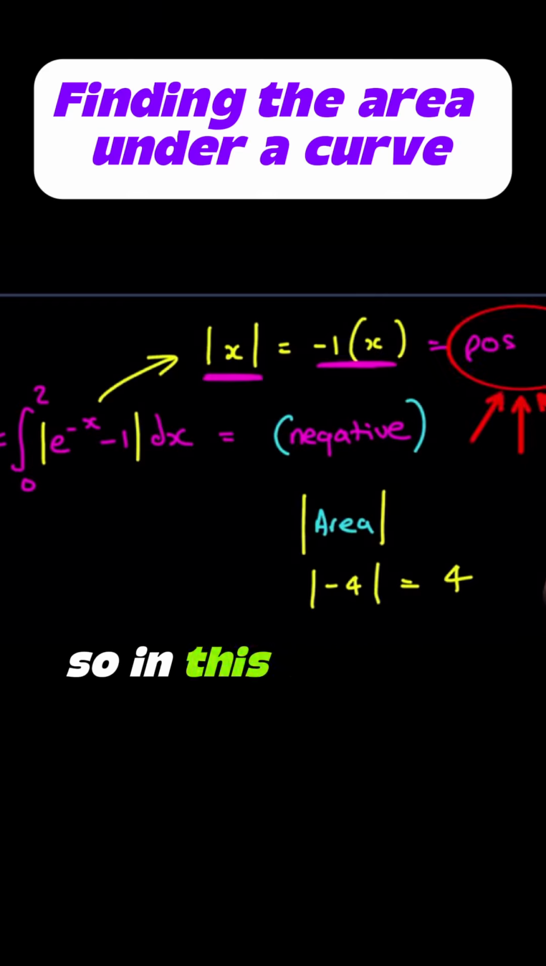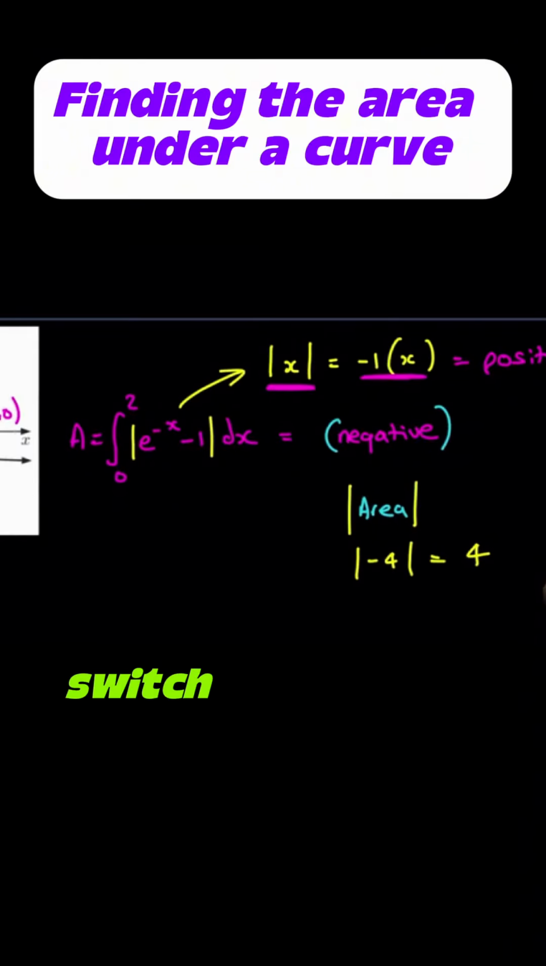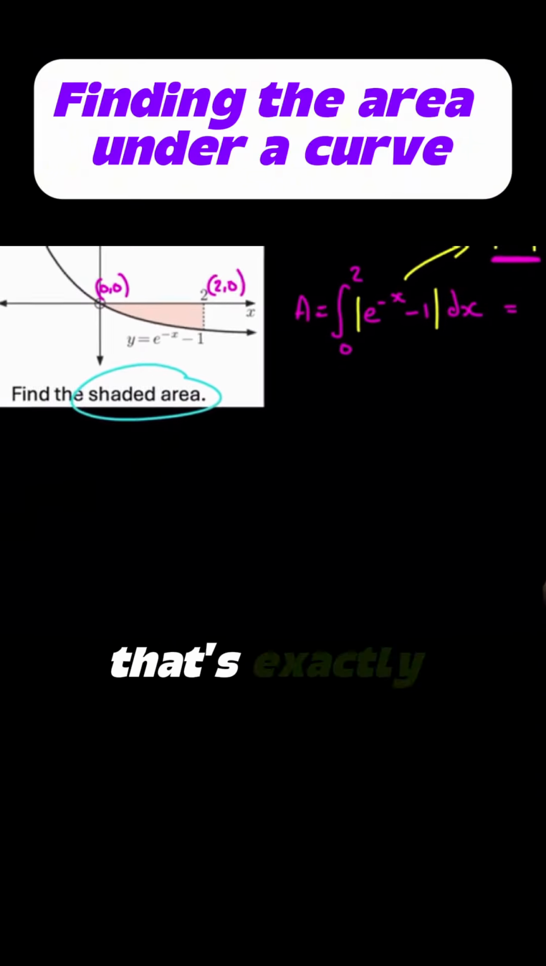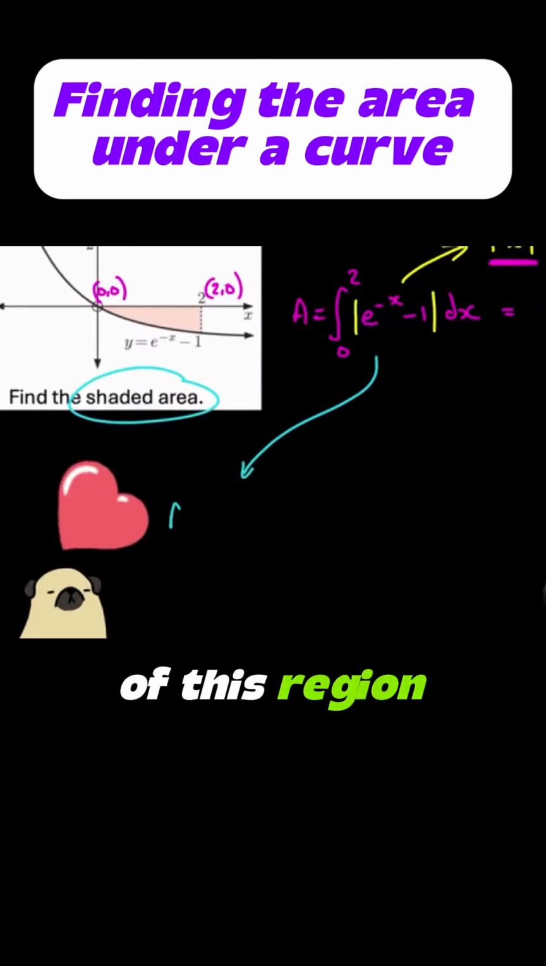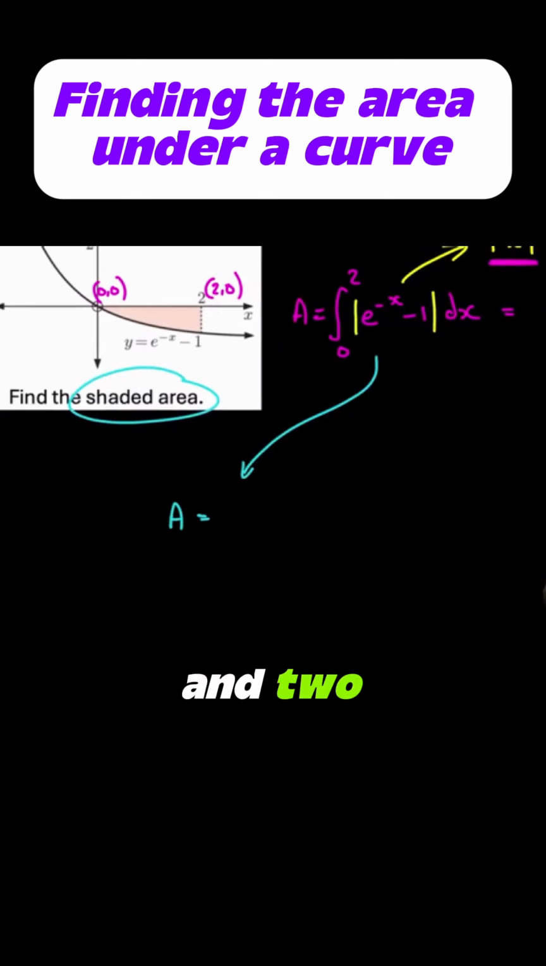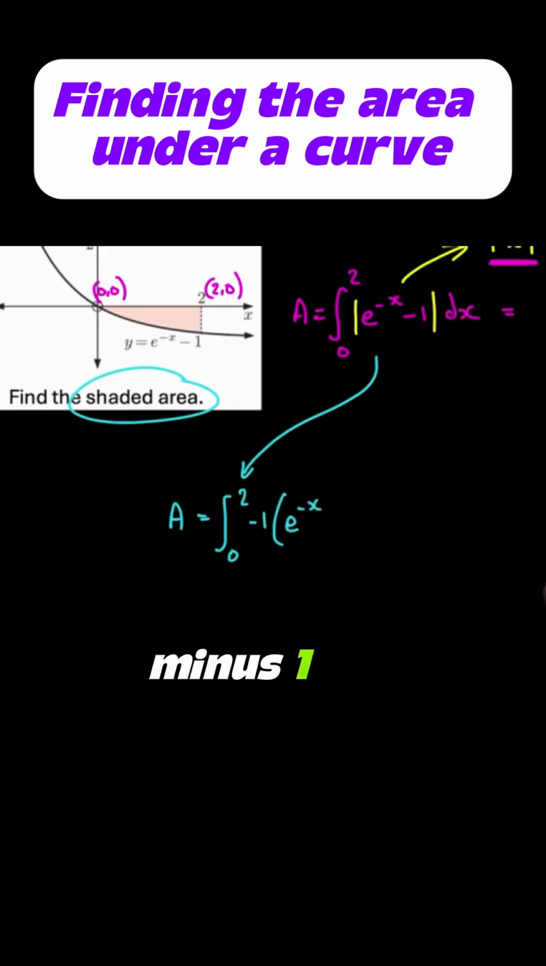Right, so in this question, if you can see immediately that it's going to come out to be negative, you can just make that switch at the very beginning. So that's exactly what I'm going to do here. I'm going to say that the area of this region is still between 0 and 2, but I'm going to have -1 times e to the minus x minus 1 dx.